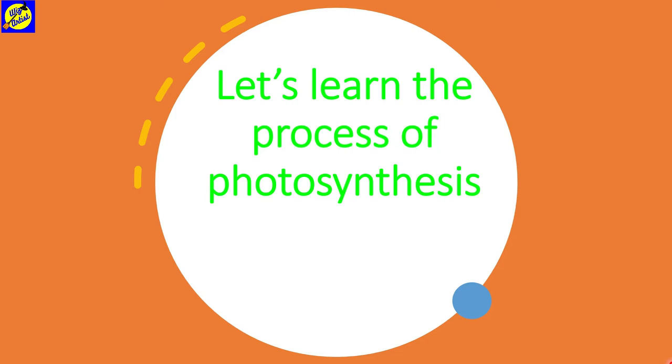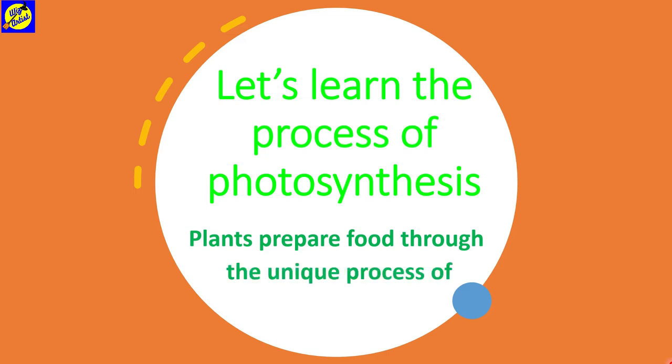In simple language, we can say that plants prepare food through the unique process of photosynthesis. So it's a short definition for photosynthesis. Now let's see how photosynthesis occurs in plants.